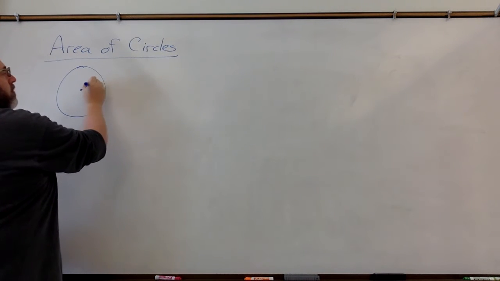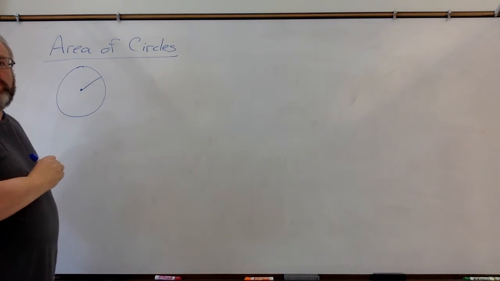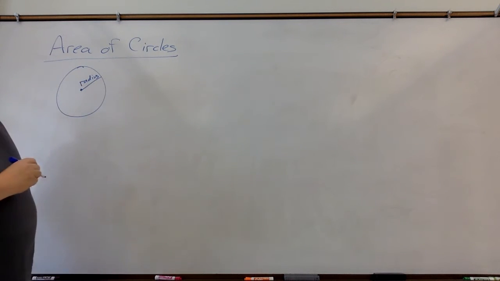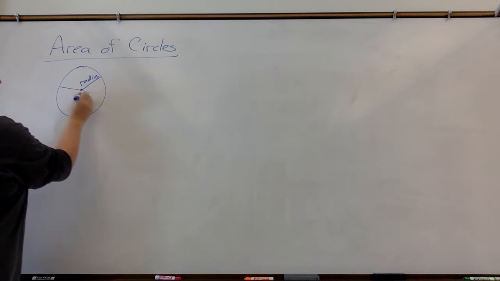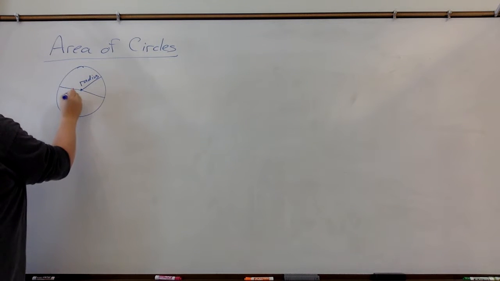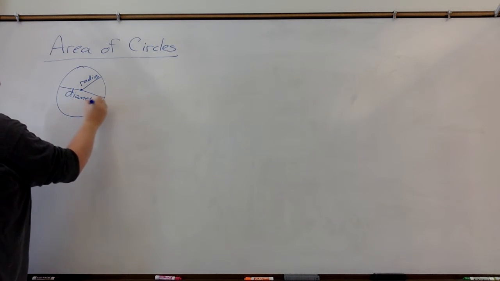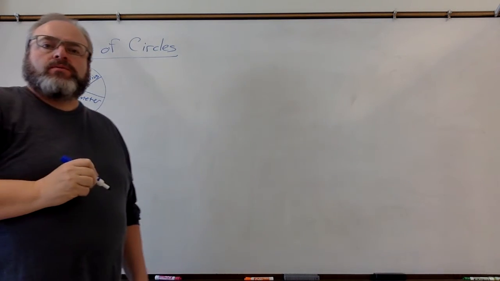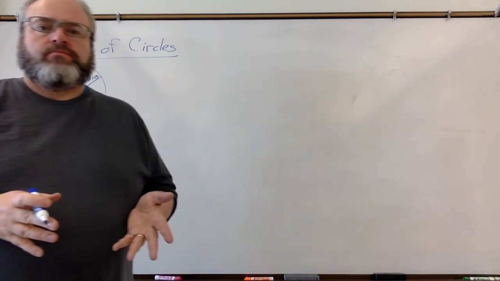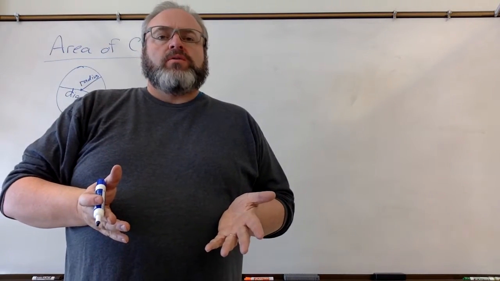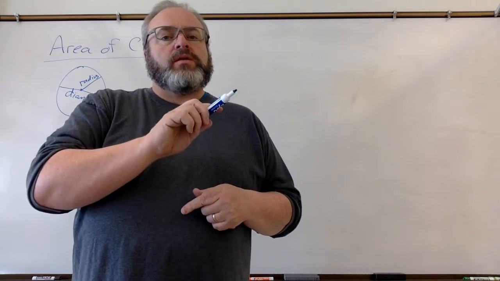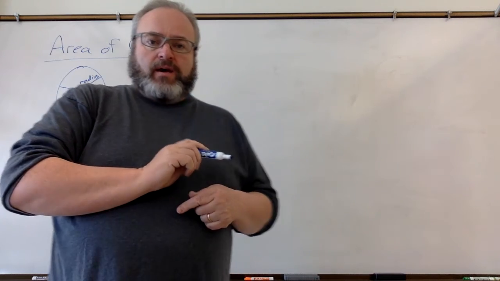So the radius is the distance from the center to the outer edge, and the diameter is the distance across the circle going through the center. Now, the radius is half the size of the diameter. So if you're given the radius and you need the diameter, you can multiply the radius times 2. On the other hand, if you're given the diameter and you need the radius, divide the diameter in half.